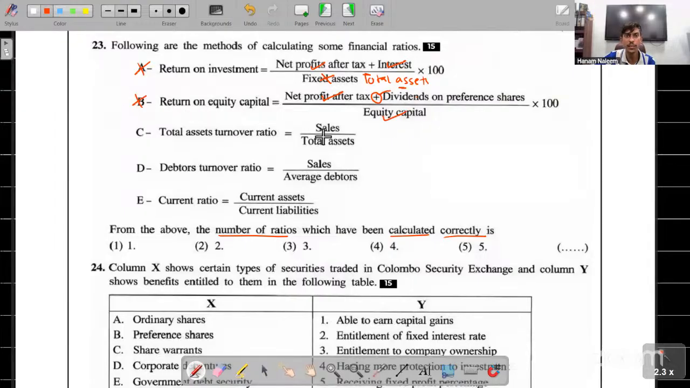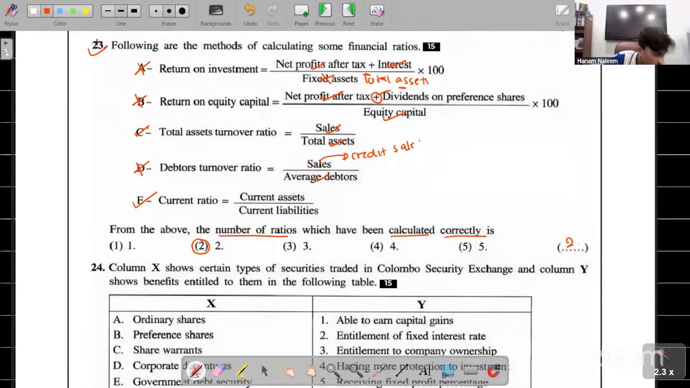Total assets turnover, sales divided by total assets. This is correct. Debtors turnover, sales divided by average debtors. Average is correct, but it's not sales, it should be credit sales. Debtors are created through credit sales, so you divide by credit sales, not total sales. So that is wrong. Current ratio, current assets over current liabilities is correct. So the answer is 2. There are only 2 correct ratios. Answer number 2.